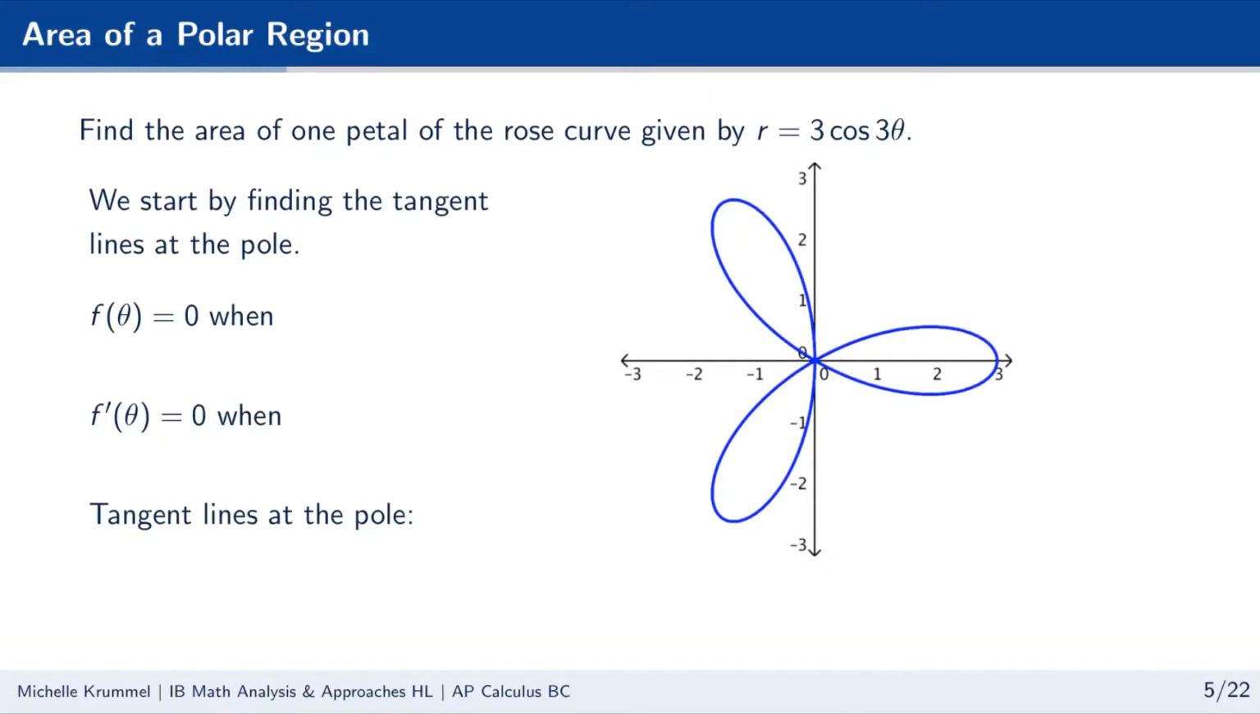Let's try an example. Here we're asked to find the area of just one petal of this rose curve. We have the equation r equals 3 cosine 3 theta. We're going to start by finding tangent lines at the pole. So in our last lesson, we saw how we can find tangent lines at the pole. First of all, we need to know what theta values are going to take us to the pole. So we set our equation equal to 0. So we'll let 0 equal 3 cosine 3 theta.